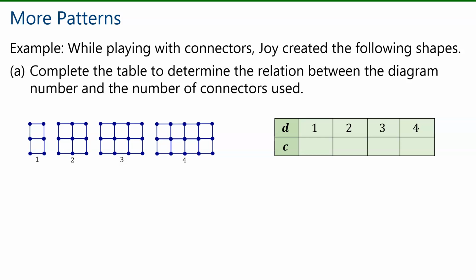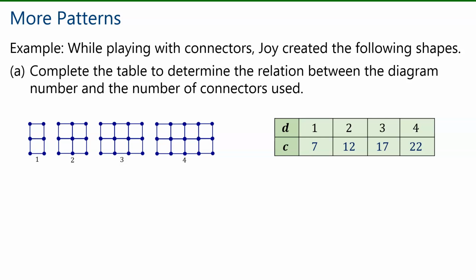So in the first diagram, how many connectors were used? Let's see, 1, 2, 3, 4, 5, 6, and 7 connectors in the first diagram. In the second diagram, I count 12 in total. In the third diagram, there are 17. And in the fourth diagram, there are 22.